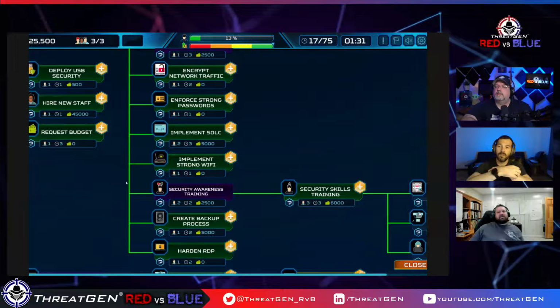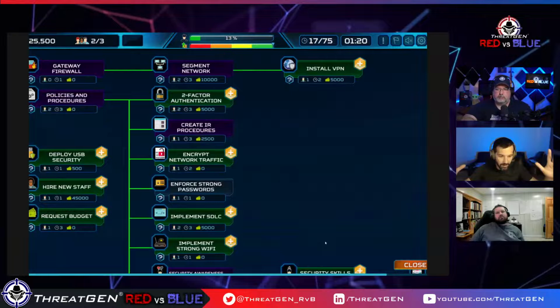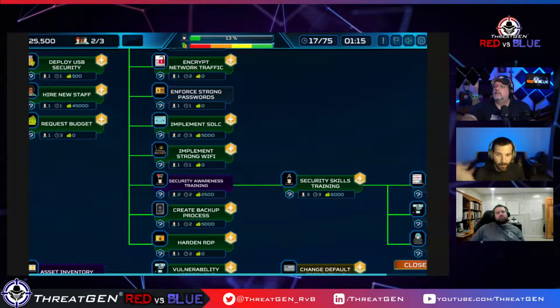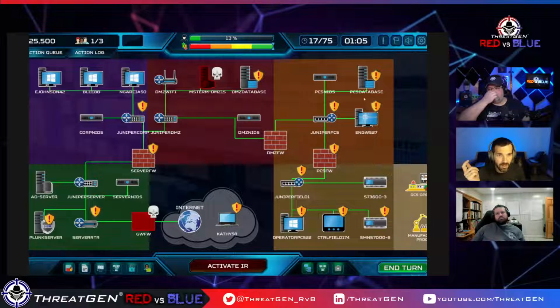All right. Well, we can enforce strong passwords. That's just a good idea because, as Clint just mentioned, default creds, weak passwords. That's a wide-reaching control to implement because basically no one anywhere will be doing it. Implement strong Wi-Fi has a wide reach and is one turn. And then, can we do anything to the engineering workstation? No. And then, okay.